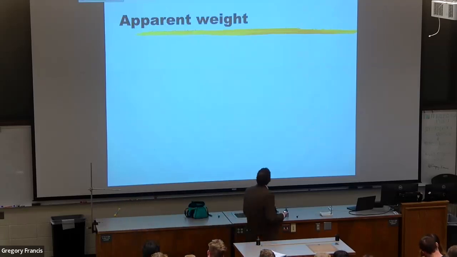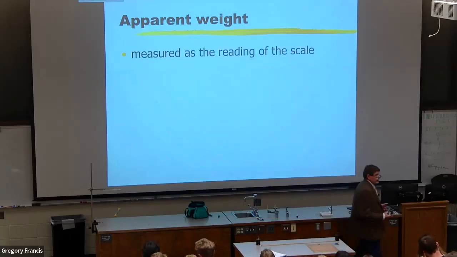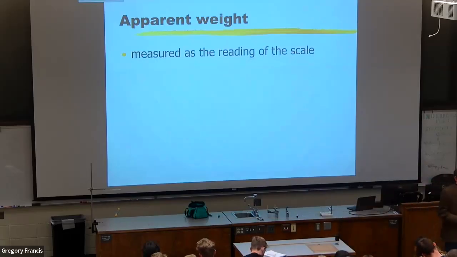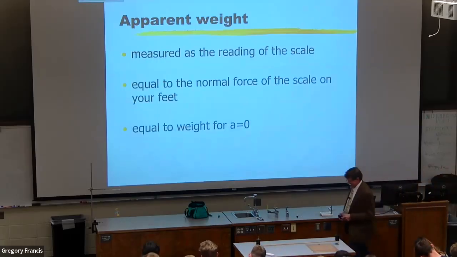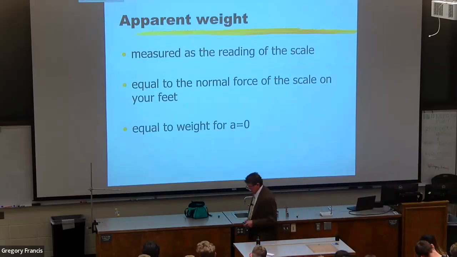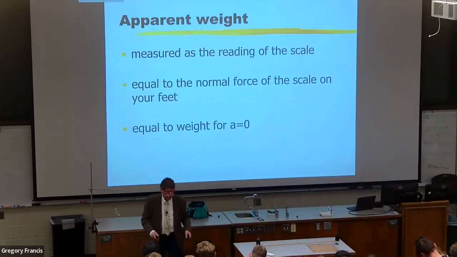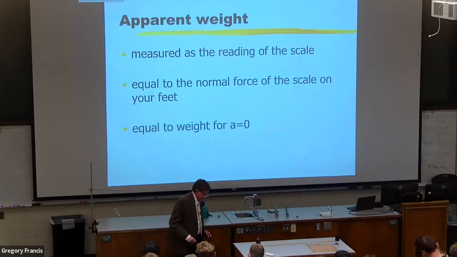So here's the summary. The apparent weight is just the reading on the scale that's beneath your feet. It's equal to the normal force of the scale on your feet. And for acceleration equal to 0, it's equal in magnitude to your true weight.